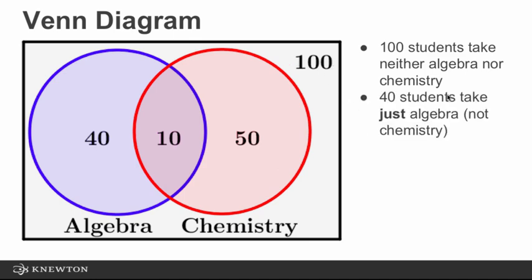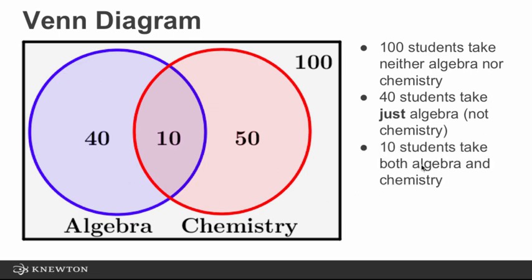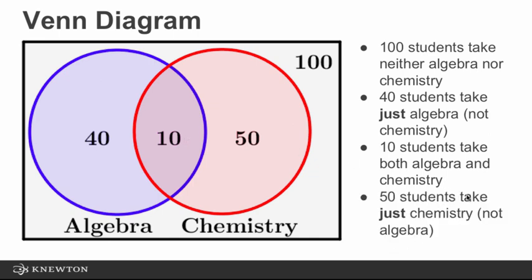We have 40 students taking just algebra and not chemistry, so that's the 40 over here that's just in the blue circle. We have 10 students that take both algebra and chemistry. That's the portion of the diagram here, which is in both the blue circle and the red circle. That's the 10 students taking both algebra and chemistry. And then finally, we have 50 students taking just chemistry, not algebra, and that's the 50 students over here that are in just the red circle, not the blue circle.